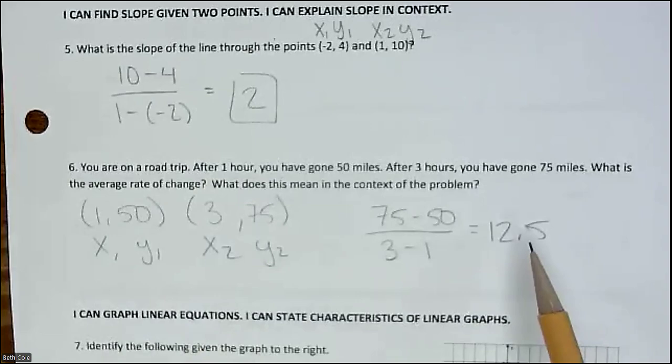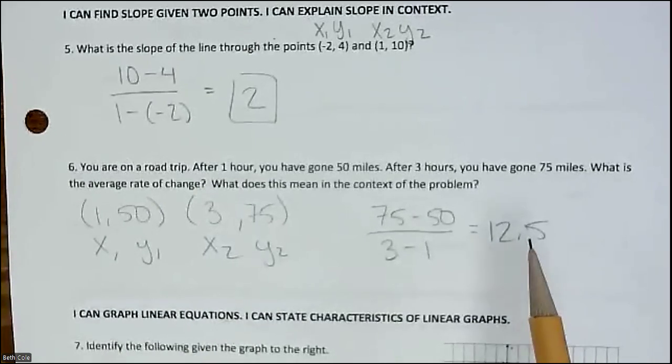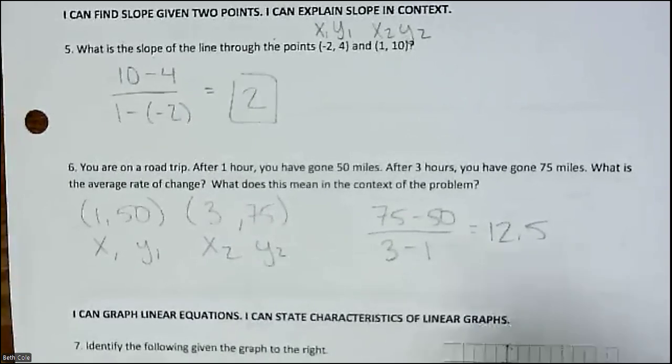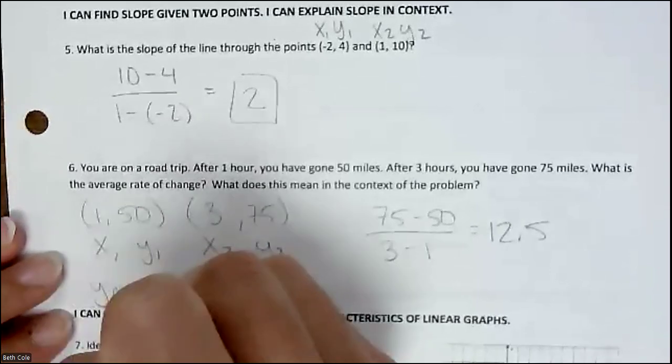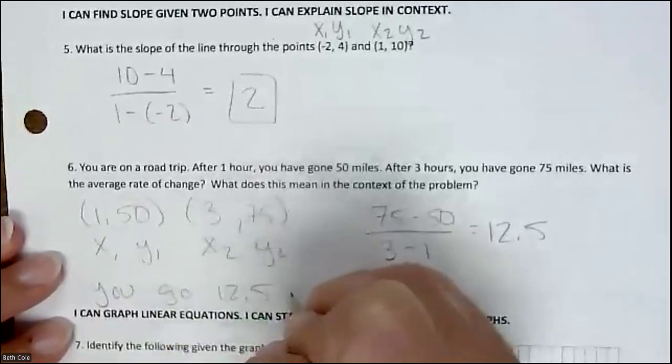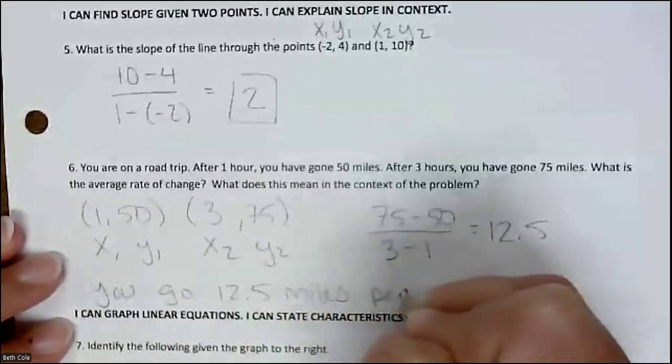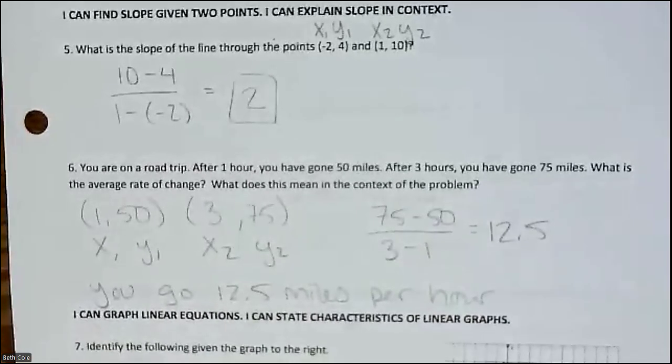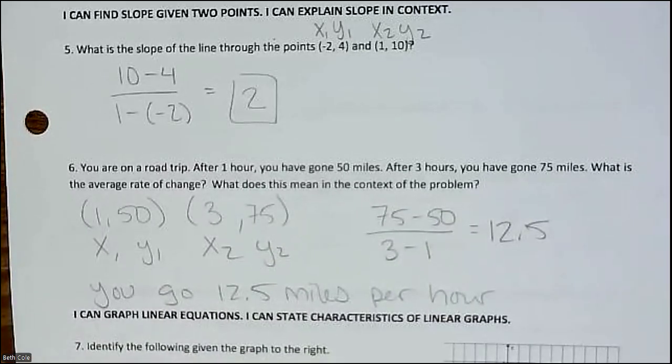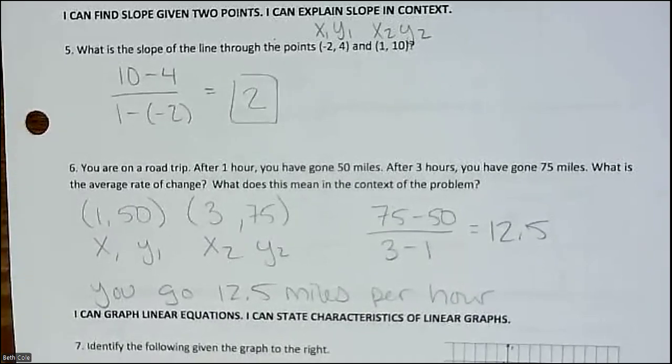You're on a road trip. Just put it together in a sentence. You're like right there. What's that? 12 and a half miles per hour, but make a sentence out of it. Jackson drove 12 and a half hours. You go 12.5 miles per hour. It has to be something per something else. And the problem literally says miles and hours. Just make a sentence out of it. You go 12 and a half miles per hour, which is kind of slow. That's fine.